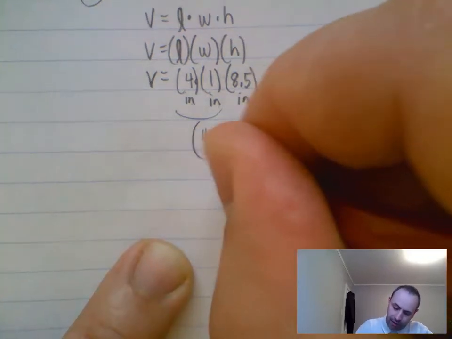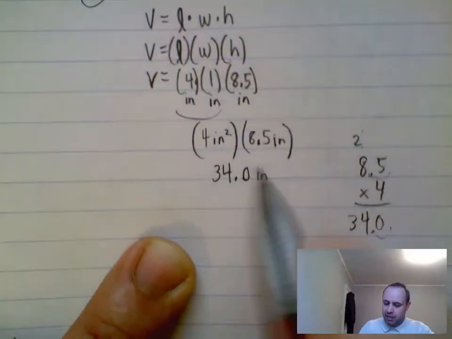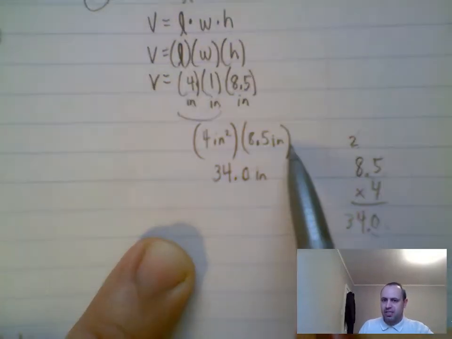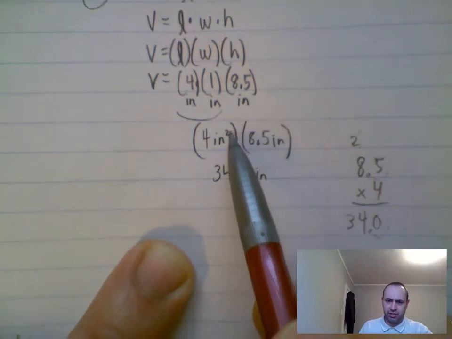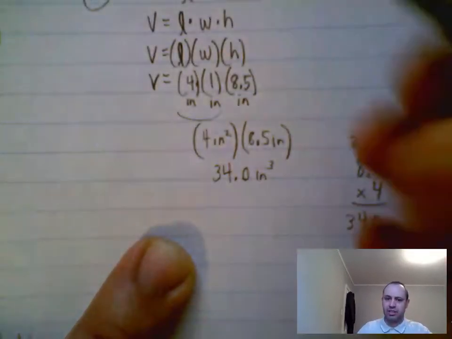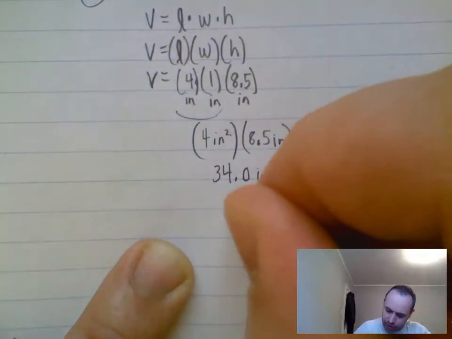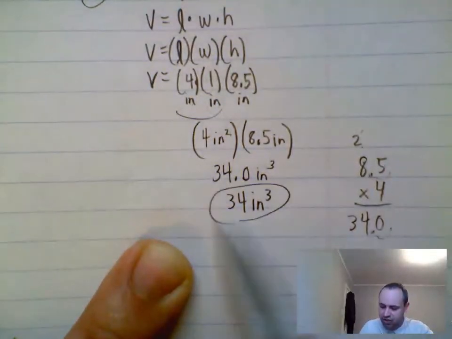All right, so it's 34.0 inches. And when you do an inches squared times an inches, you actually have to add the exponent. So it's 2 plus 1 more, which is 3. So 34 inches to the 3rd power, or inches cubed.